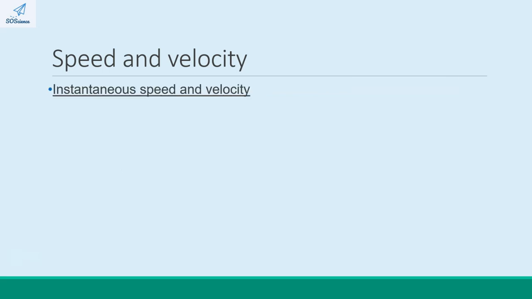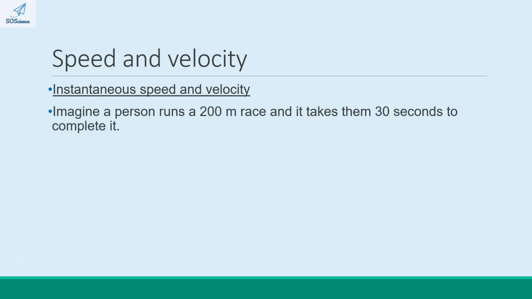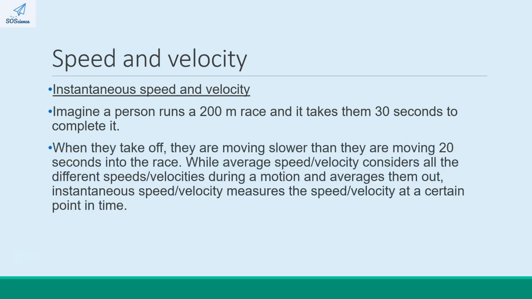Let's now take a look at instantaneous speed and velocity and how that is different to the average speed and average velocity. So imagine a person runs a 200-meter race and it takes them 30 seconds to complete it. Now, when they take off, they are moving more slowly than, say, 20 seconds into the race. So when we work out average speed or average velocity, we consider all the different speeds and velocities during the motion and we average them out.